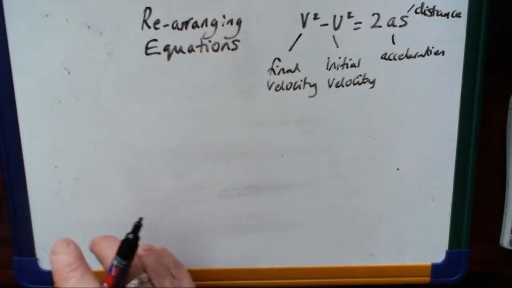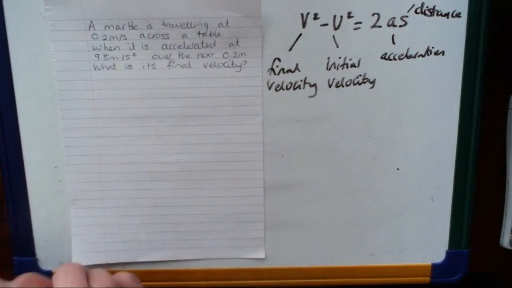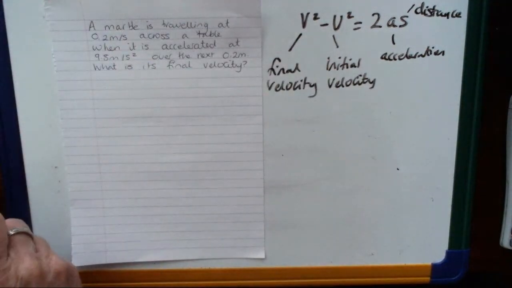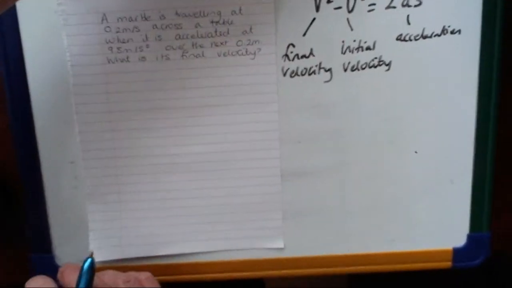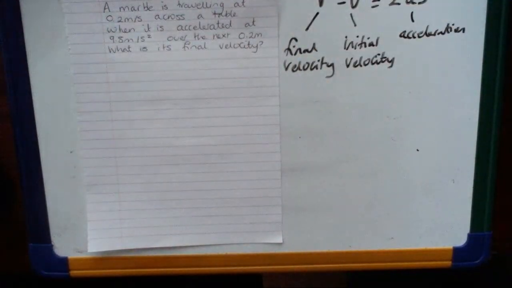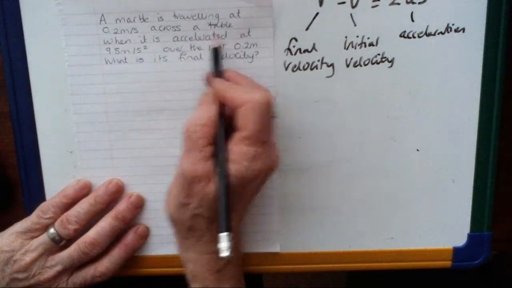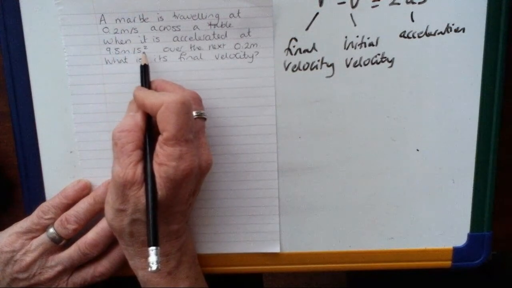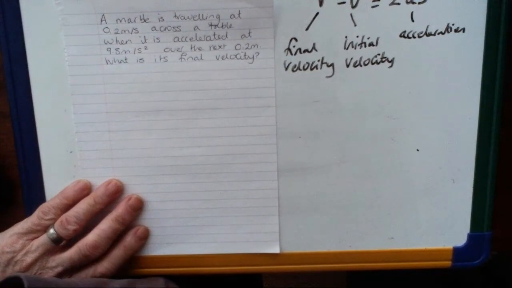Okay, so let's put in a question that I've just written out earlier. Here we've got a marble, just swap to a pen, or rather a pencil, travelling at 0.2 meters per second across a table when it's accelerated at 9.8 meters per second squared over the next 0.2 meters. What is its final velocity?